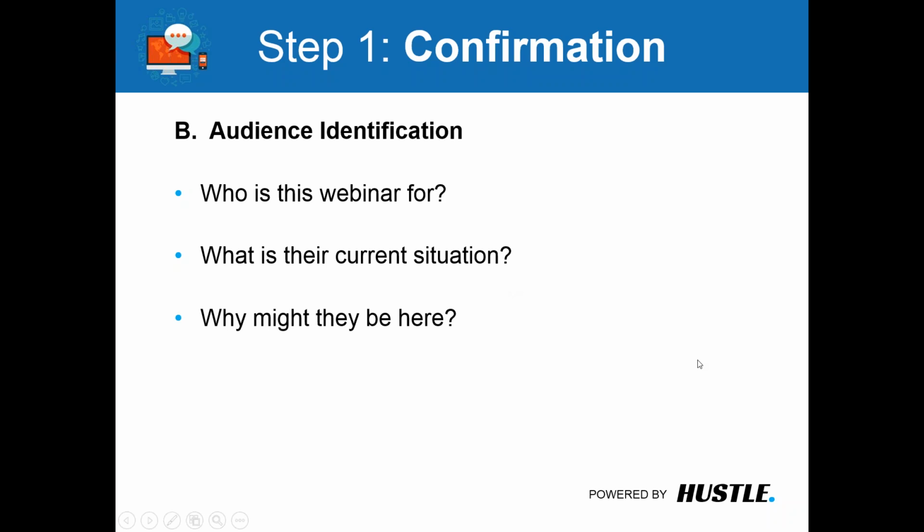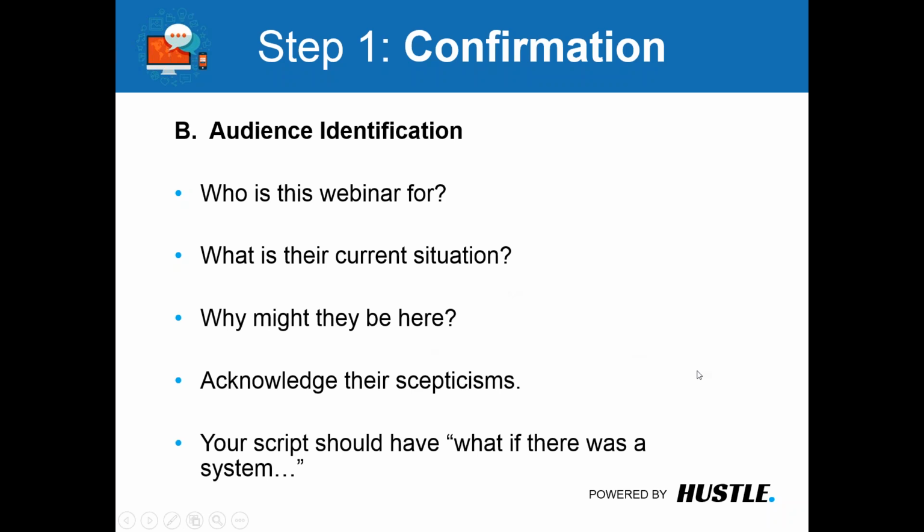Why are they on the webinar? What do they want to learn? Again, always acknowledge their skepticisms as you go. If you've done your initial research right and you've spoken to a few people about it, which you should always be doing, one of the things you should always be asking them is, what's the biggest problem or fear with something that they're trying to achieve? And your script should have, what if there was a system?